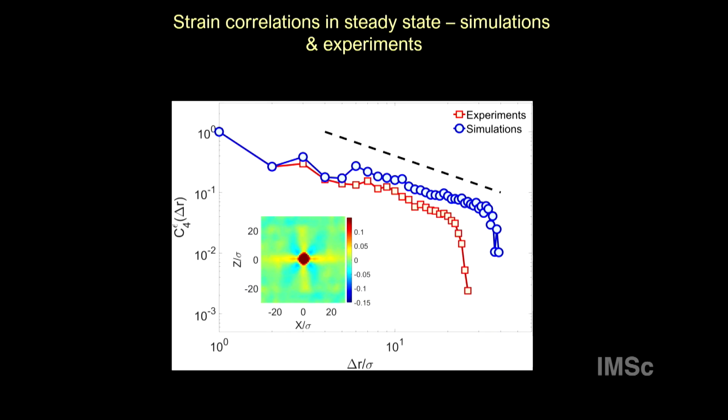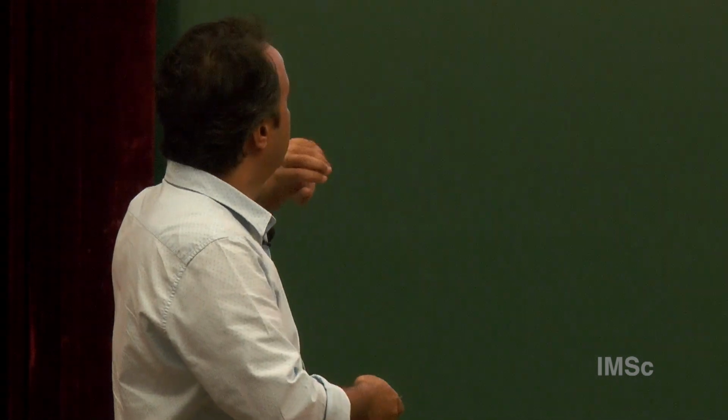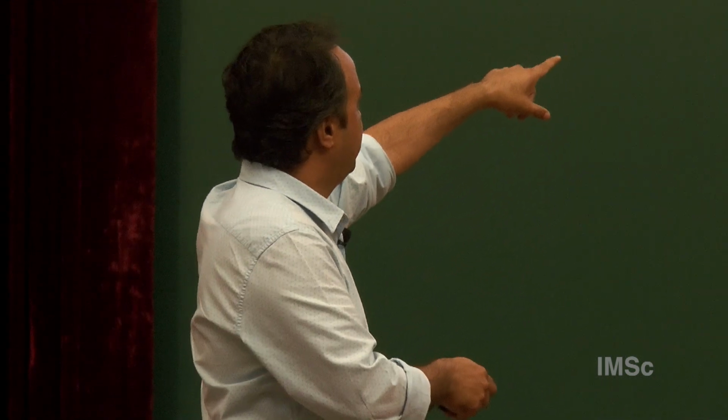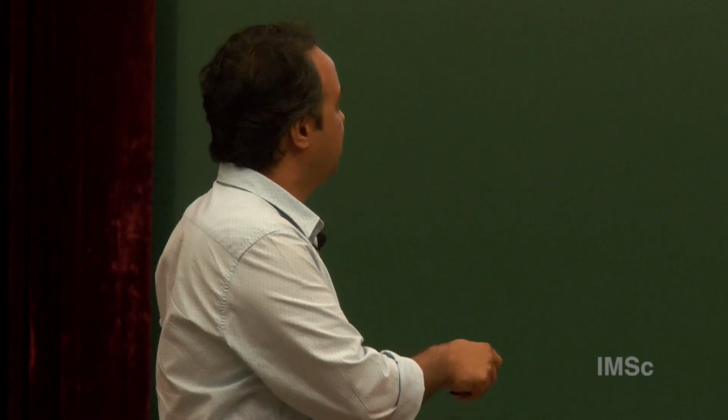But we also did some recent simulations to see what happens to the same strain correlations in simulations. Sorry, so the alpha is positive in your previous slide? Yeah, so this negative sign should not be here.